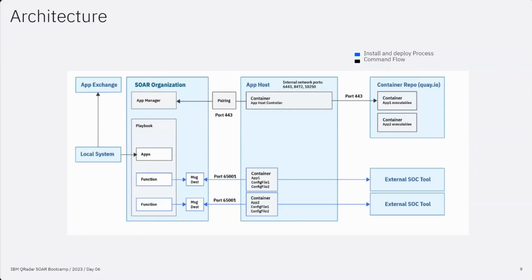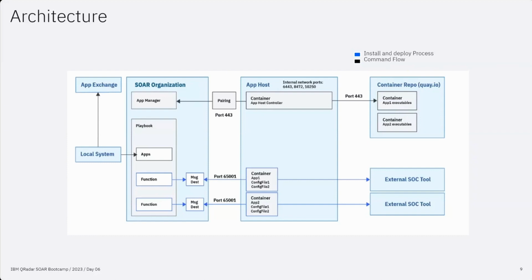Okay. Now, if you look at the SOAR organization box here, you can see there's App Manager. So from the App Exchange, you download the app, you save it on your local system, you push it to your SOAR organization, you install and deploy the app, and then you need to point this app to your app host. So before you do that, you need to deploy your app host, which we'll be looking at in the next upcoming slides and the demo.